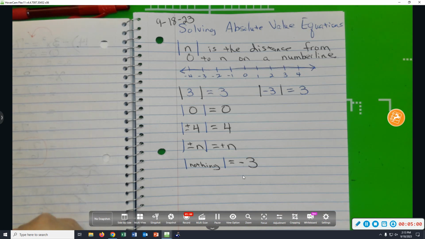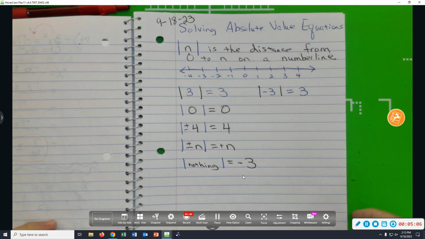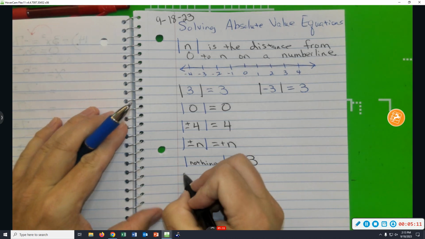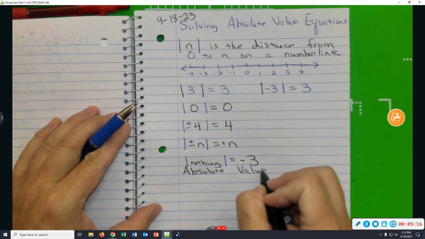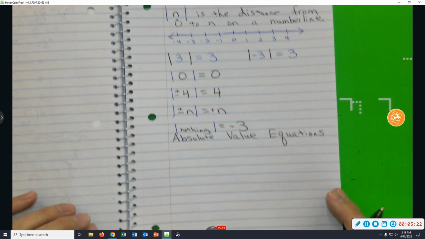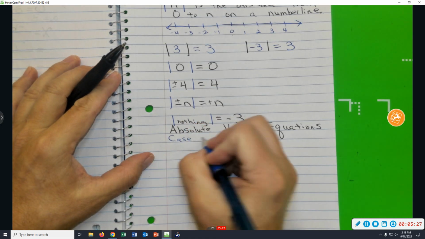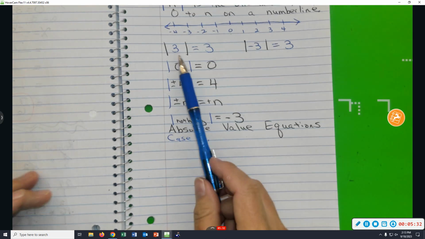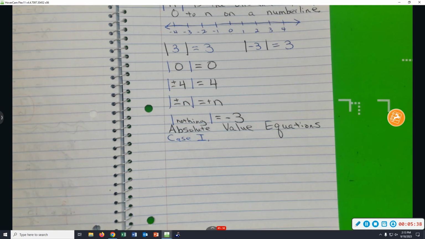We're going to look at 3 specific cases with regard to solving absolute value equations. So I'm going to say absolute value equations, and case 1. Case 1 is going to go back to this line I have right here involving 3 and negative 3.